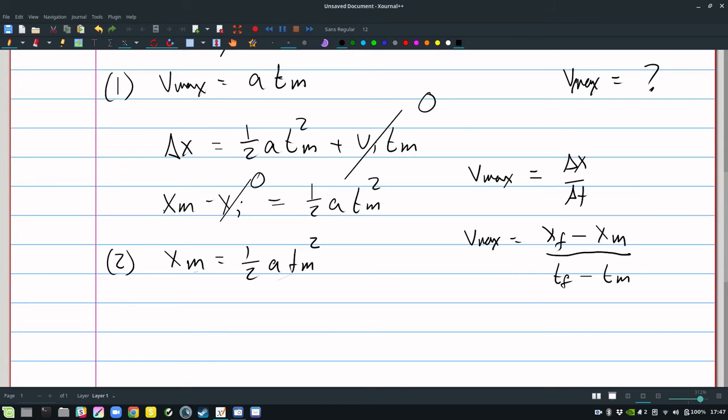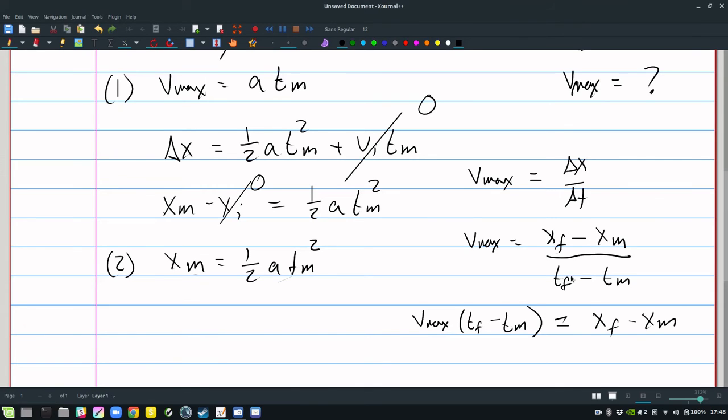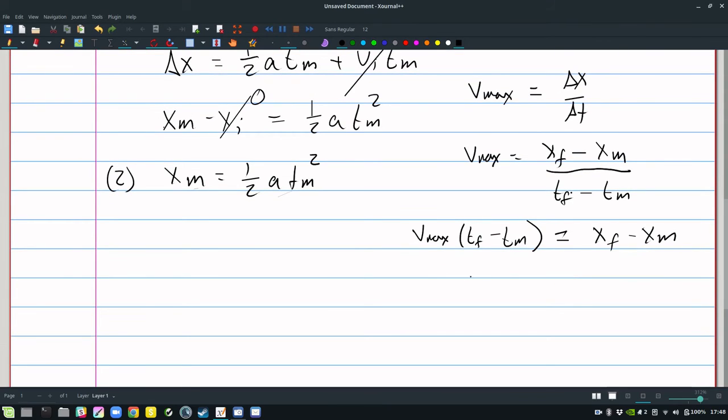So let's multiply both sides by the delta t in the bottom. So we've got v max times t final minus t middle. We know what t middle is, by the way. It's 3 seconds, and t final is 9.69 seconds. That'll leave x final minus x middle over there. Let's rearrange the formula so that x middle is positive and by itself. So x middle will be x final minus v max times t final minus t middle.